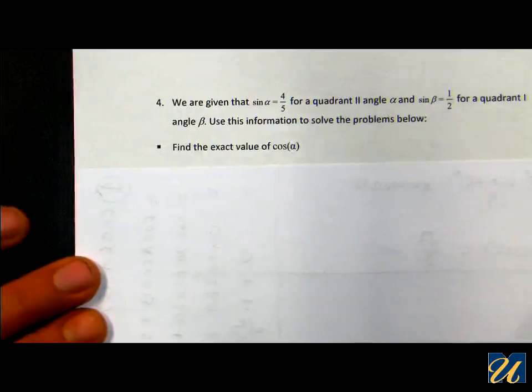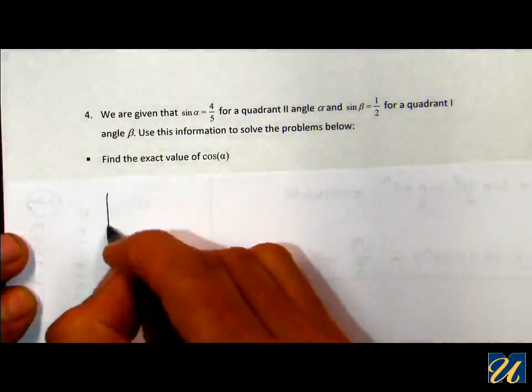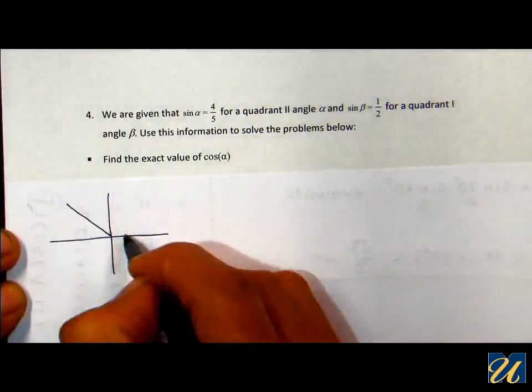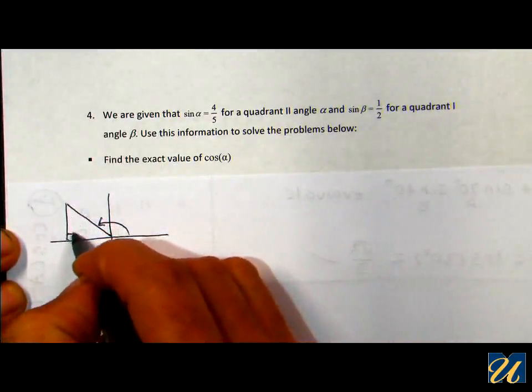Let's take a look at the next problem. Problem number 4. We are given that sine A equals 4/5 for a quadrant 2 angle A. Okay, stop. I would draw the picture right away. Very helpful. So here we are. We want a quadrant 2 angle, so that's measured like that. And then here is our right triangle there.